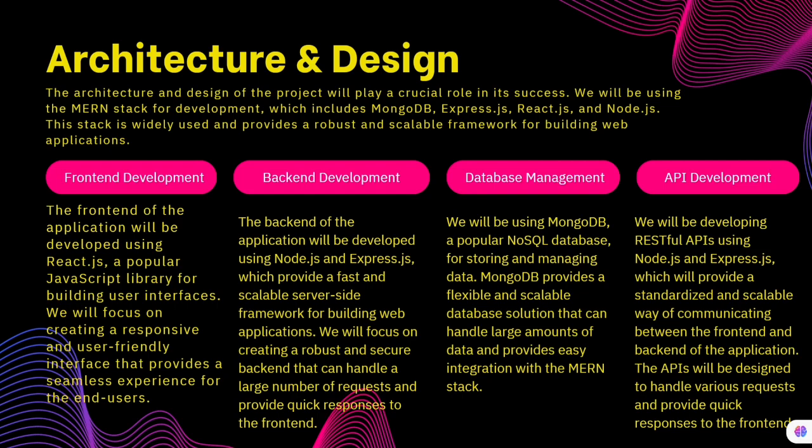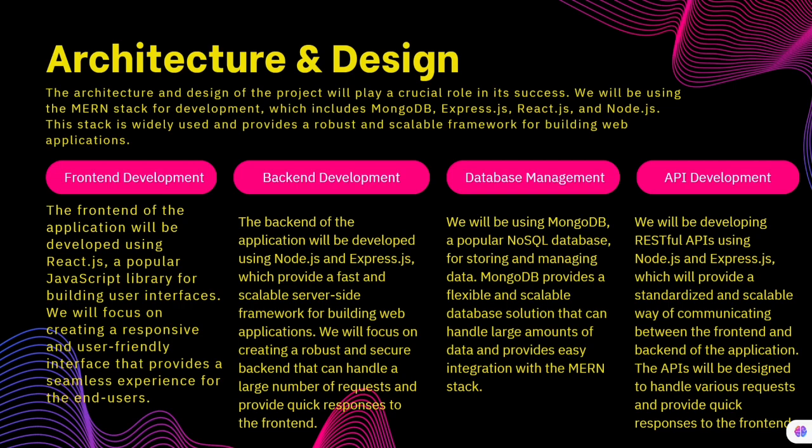And in this MongoDB database, data is stored in the JSON format, so that users can understand it, and machine language can also understand the JSON format. And the fourth one is API development. In API development, we have used RESTful APIs using Node.js and Express.js.